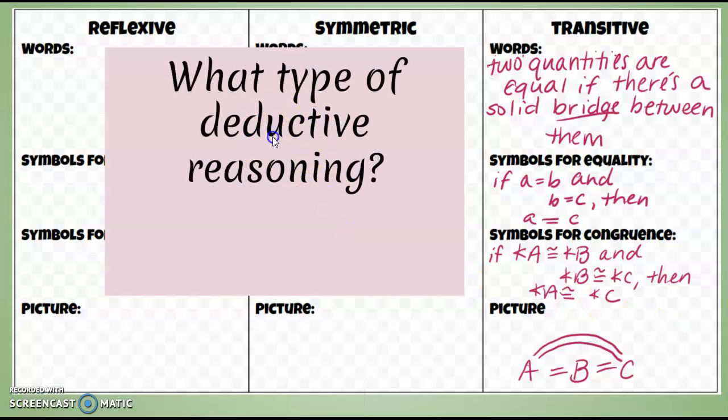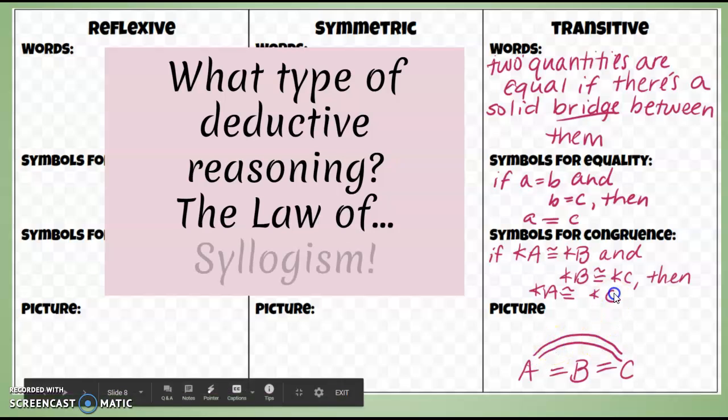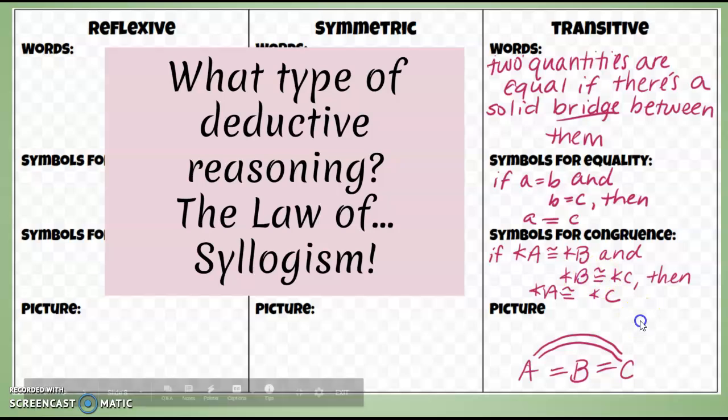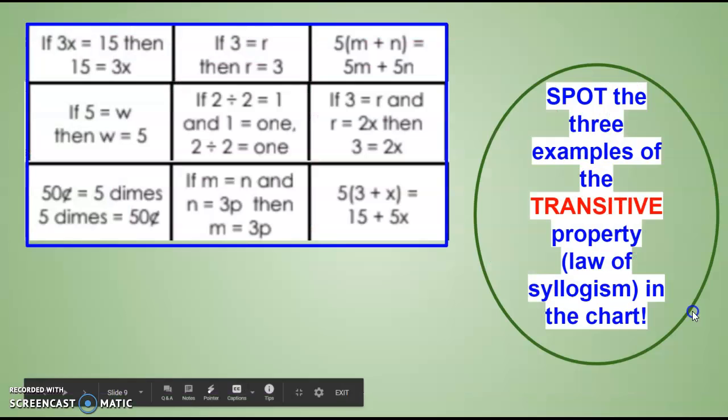And then what type of deductive reasoning is this? There are two: the law of detachment, and the law of syllogism. This one has a bridge in between. It's not detached. There's a link. So it's the law of syllogism. So the transitive property is just using the law of syllogism. If you're talking about those things, you're really speaking about the same thing.